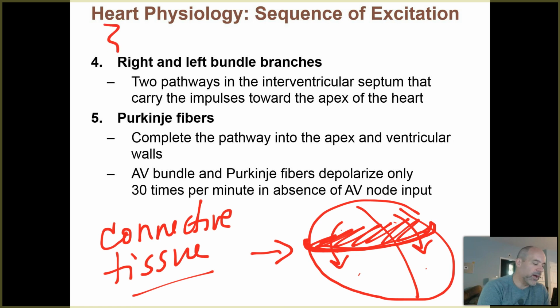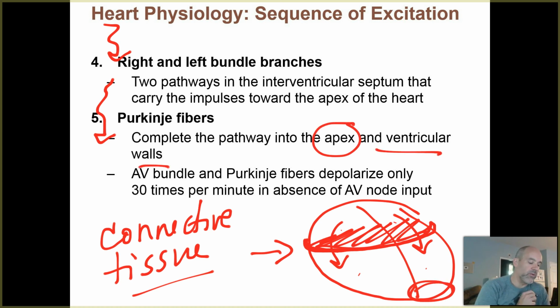All right, so then that electrical activity spreads into the right and the left bundle branches that we were taking a look at, and from there into the Purkinje fibers, which are more extensive and will carry that electrical signal down to the apex of the heart, that little point over here, and across the ventricular walls. And yes, these cells can depolarize on their own. The AV bundle and Purkinje fibers can do that on their own. So they can generate their own action potentials, which would then spread across the ventricles. But they only do it 30 times per minute.